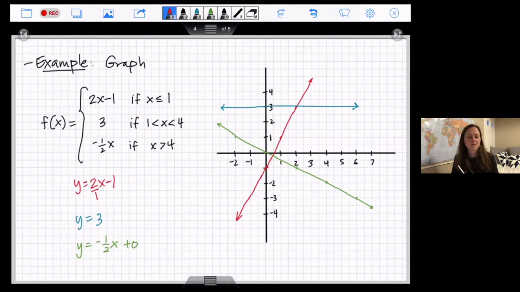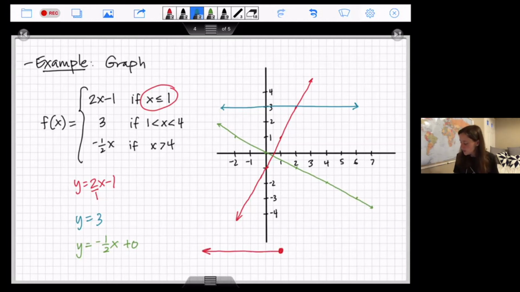Okay, so I graphed 2x minus 1 in red. So for the red graph, I want x less than or equal to 1. Again, kind of set up a shaded number line down below. Less than or equal to 1 would mean filled in at 1 and to the left of 1. So that's the part of the red graph that I'm going to keep.